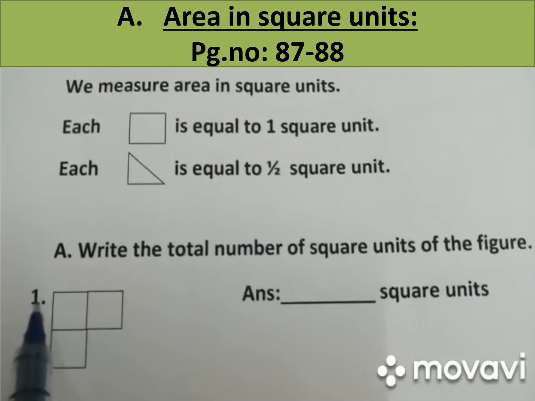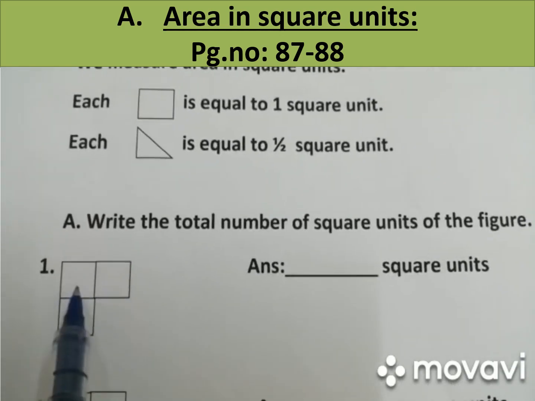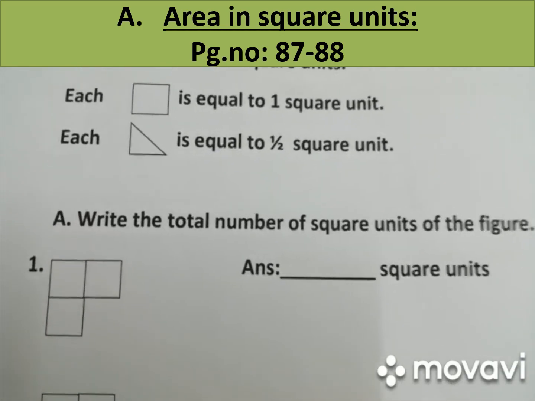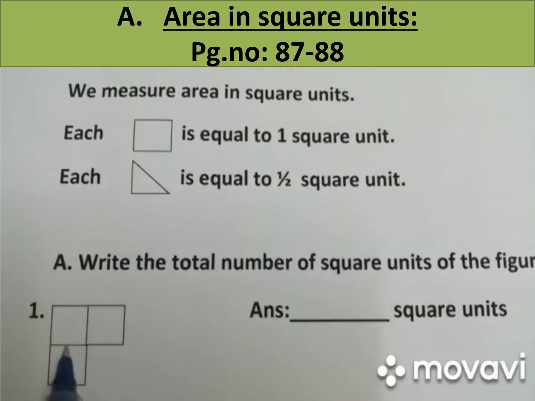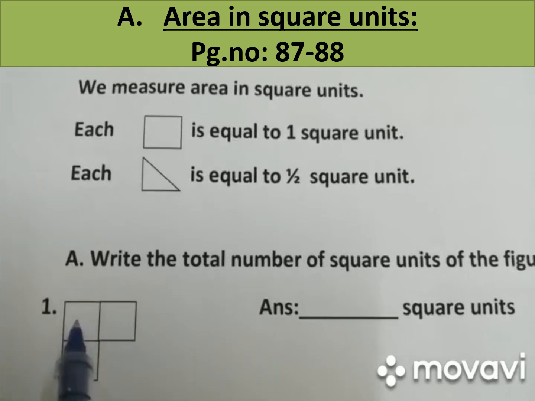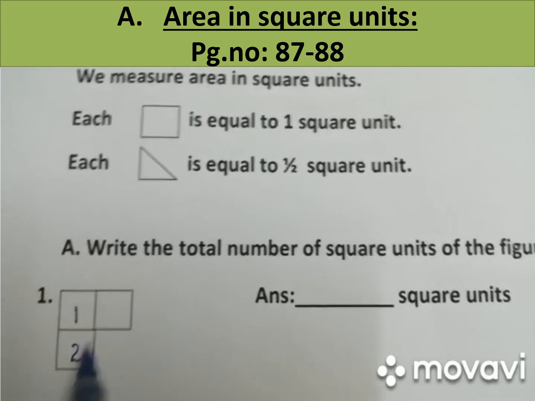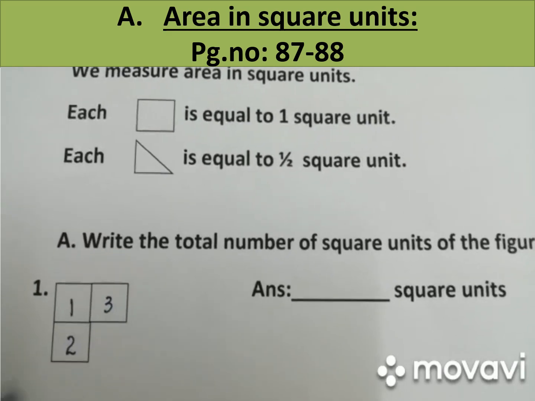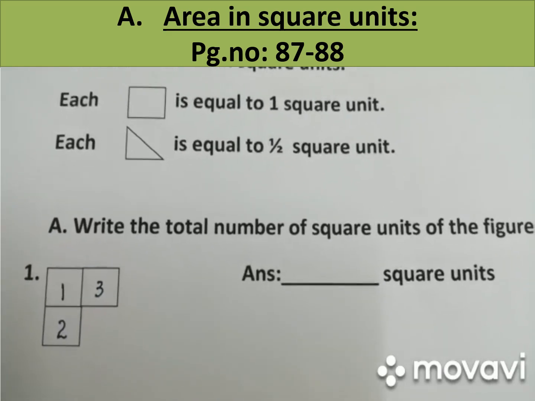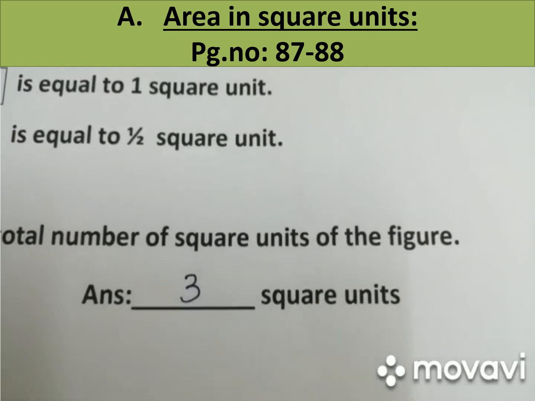Okay. See, number one, this is the figure here drawn. So you have to count how many squares are there. How many square units are there? So let us start. Write it. How many squares are there? We will write it like this. 1, 2, 3. So how many square units are there? Exactly, there are 3 square units.